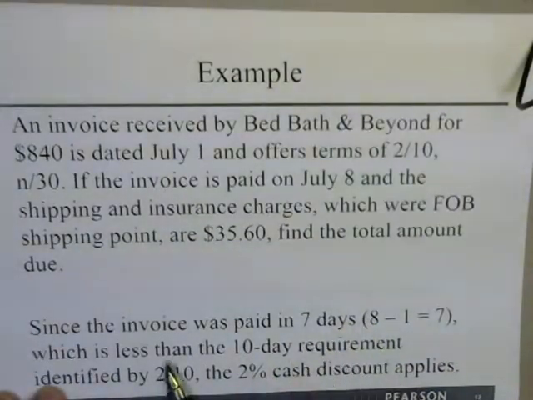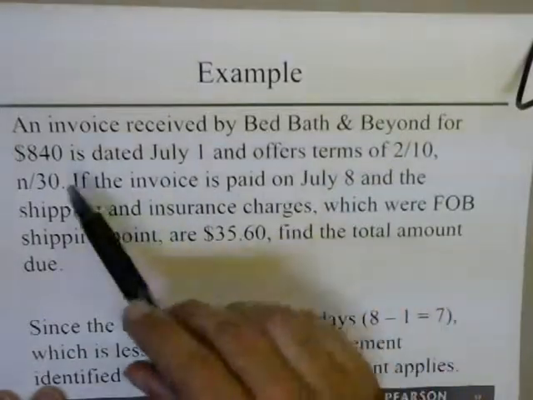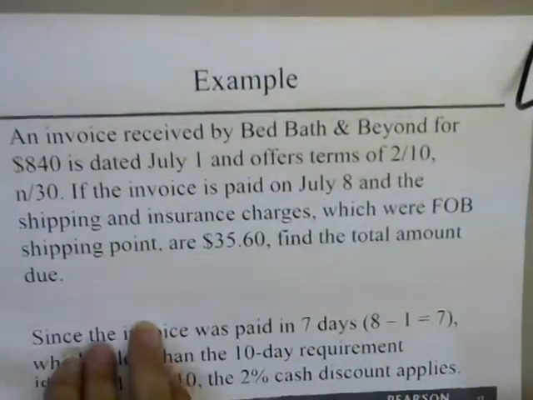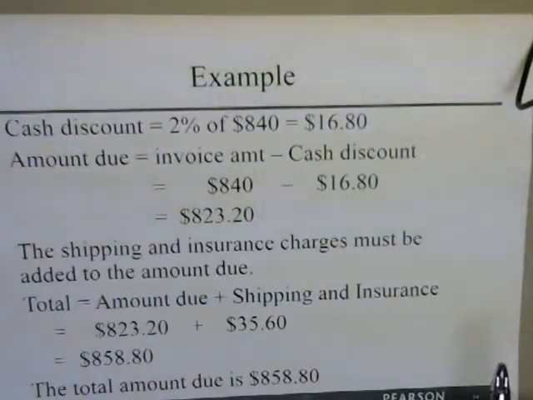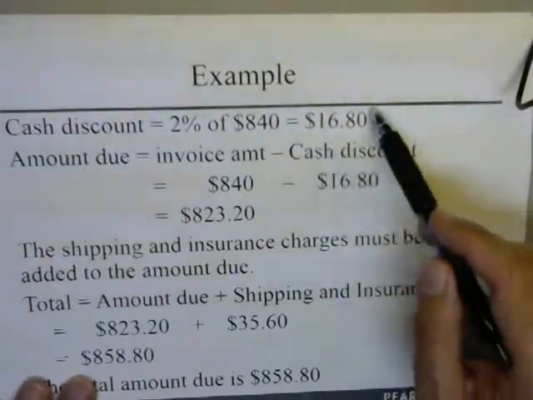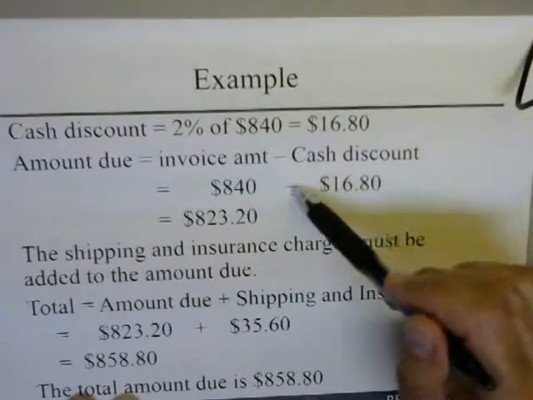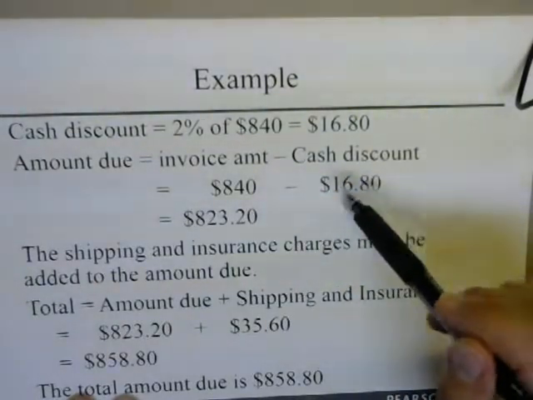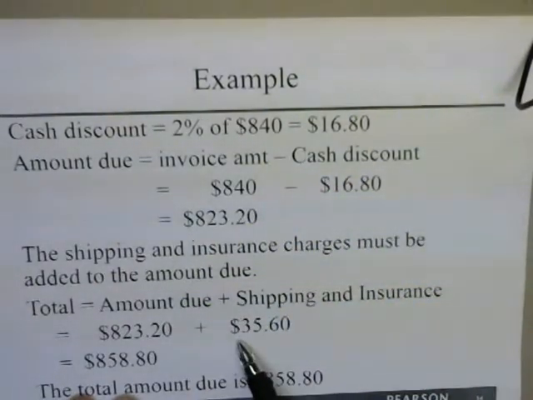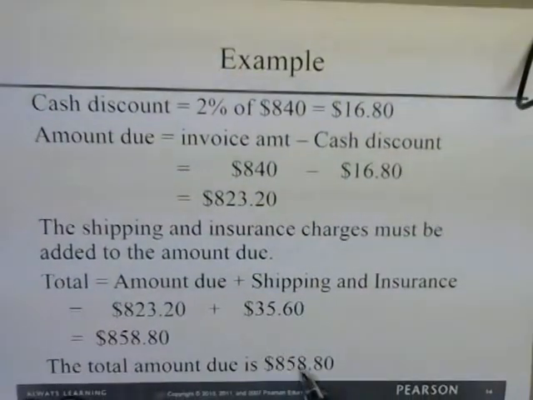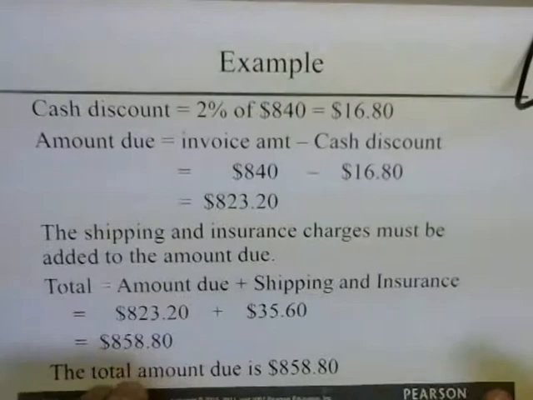So basically, take 2% of the total amount that's due, which would be the $840. That's how much they get off of their payment. So take the $840 minus that. They get a cash discount for paying early, but then you also have to pay the shipping and insurance charges, which are $35.60. So that will give you a total of $858.80.